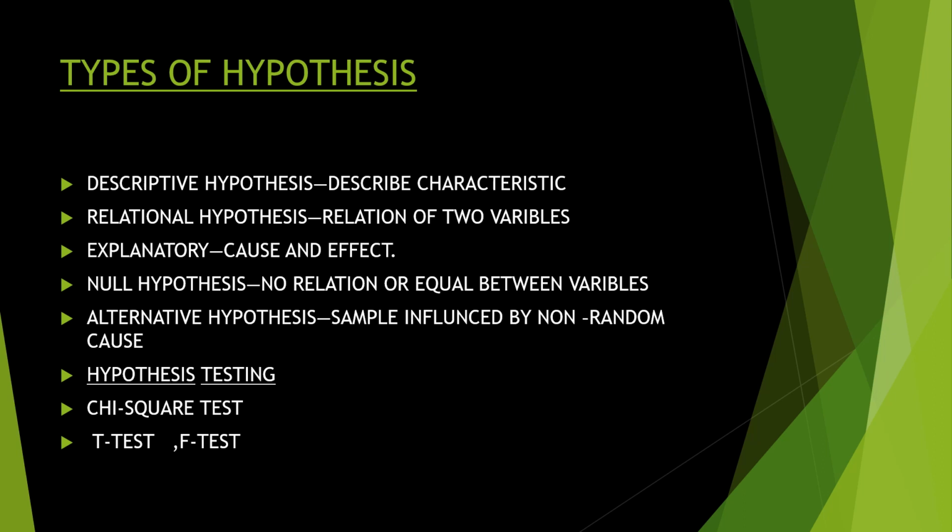Null hypothesis: no relation or equal between the variables. No relation means that between male and female, there is no relation in this case. Those who are learning, they are learning whether it is male or female. So no relation existing is what we call the null hypothesis.